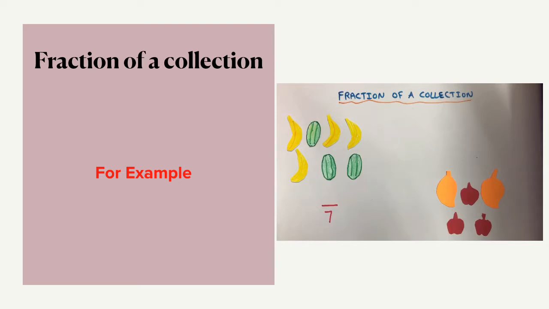And what fraction is banana in this collection? So 1, 2, 3 and 4. So the fraction for banana in this collection would be 4 out of 7. 4 upon 7.